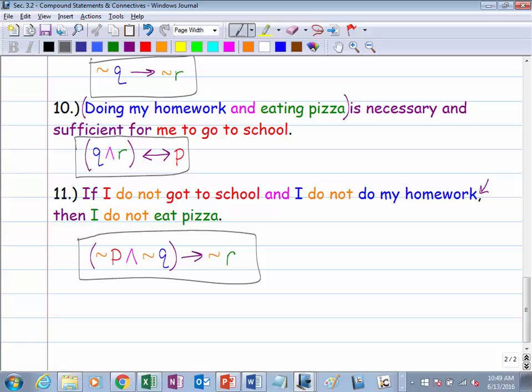So it's not based on the comma entirely? It's based on the meaning of the statement, because it's saying if both of these things are true, then this is true. So if you didn't have the parentheses, and let's say you looked at it like having parentheses right here, this would be like, I do not go to school, and if I don't do my homework, then I don't eat pizza. So you have to have parentheses to know which way it is.